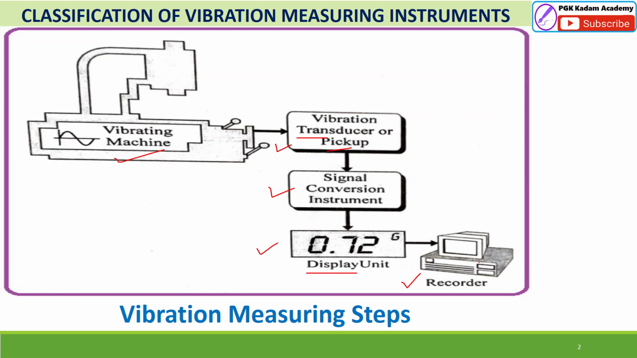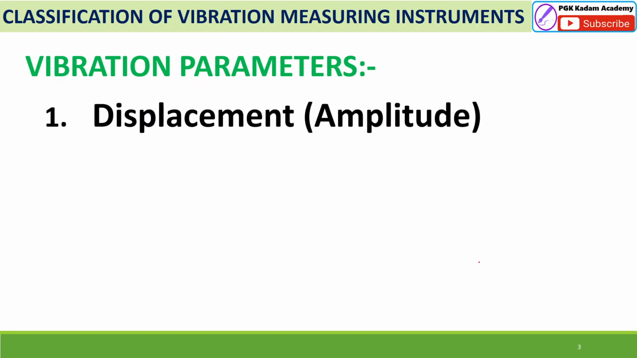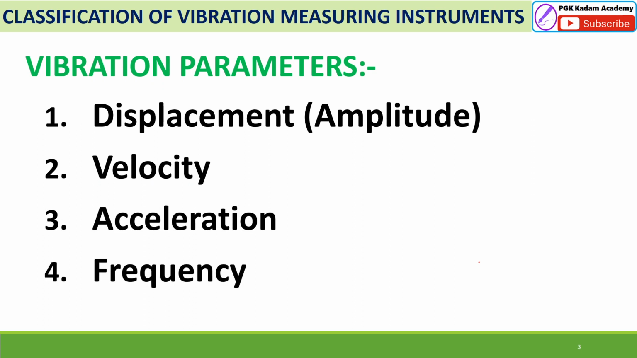Friends, this is the simple technique to measure vibration, but what are the measuring instruments, and on what criteria are they classified? That we are going to study now. Before that, you must know the different parameters we are going to measure. These parameters are displacement or amplitude, velocity, acceleration and frequency. These are the four major parameters that we generally measure with the instruments.